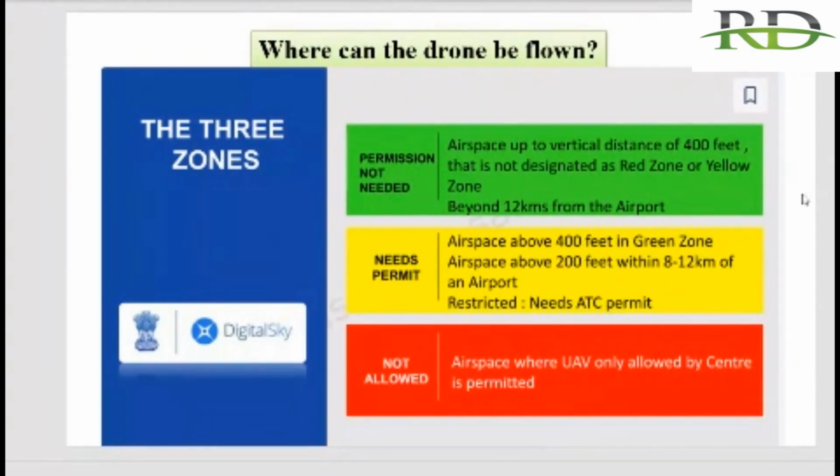Flying is not allowed in airspace, the very center of the airport, and also very important places like Raj Bhavan, CM houses, and very important ministers' residences. We should not fly the drone there. This is very restricted. Next.